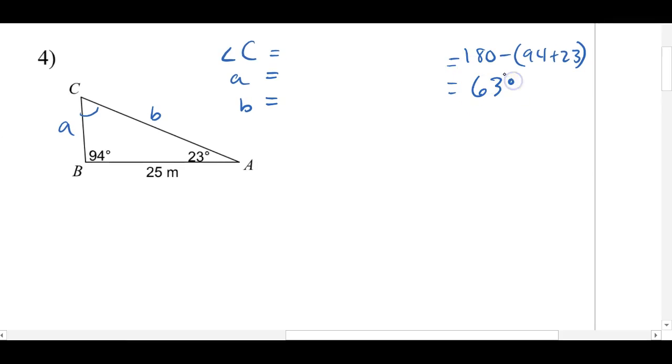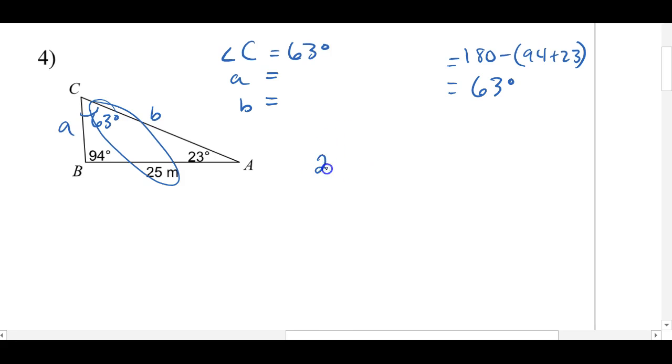So first angle is 63 degrees. Okay, so now we just need to find that little a and little b. Okay, so now we've got a pair. So now we can just use that there. So actually we don't need law of cosines here.